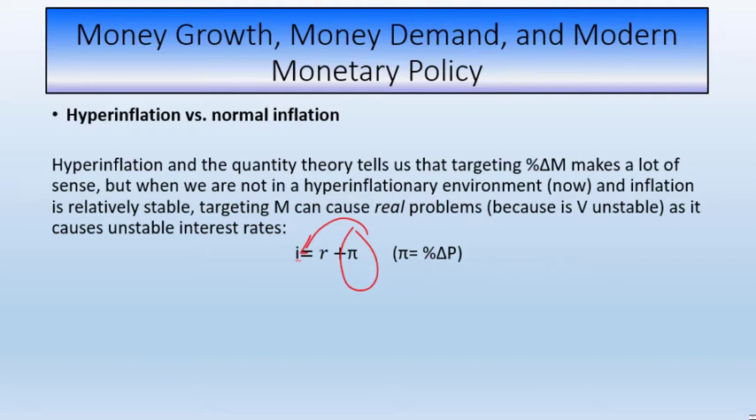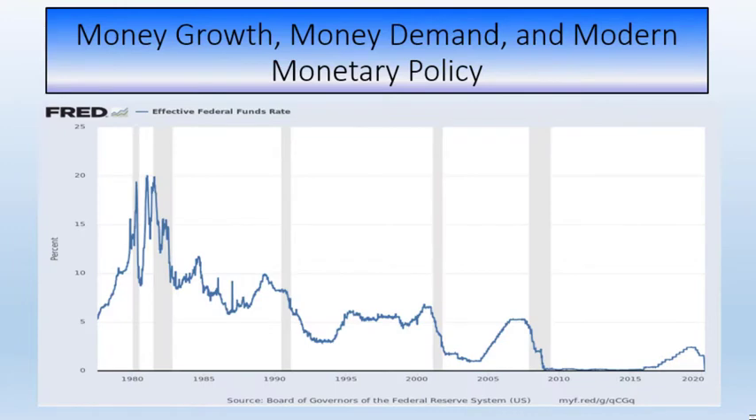One way to look at it is to go to the Fed funds rate, going back all the way to the mid-1970s, all the way up to today. This is the effective Fed funds rate. And the point of this graph is that in this time frame here, 1979 to 1982, we had high inflation. That's why the Fed funds rate was so high. But it was nowhere near hyperinflation. It was high.